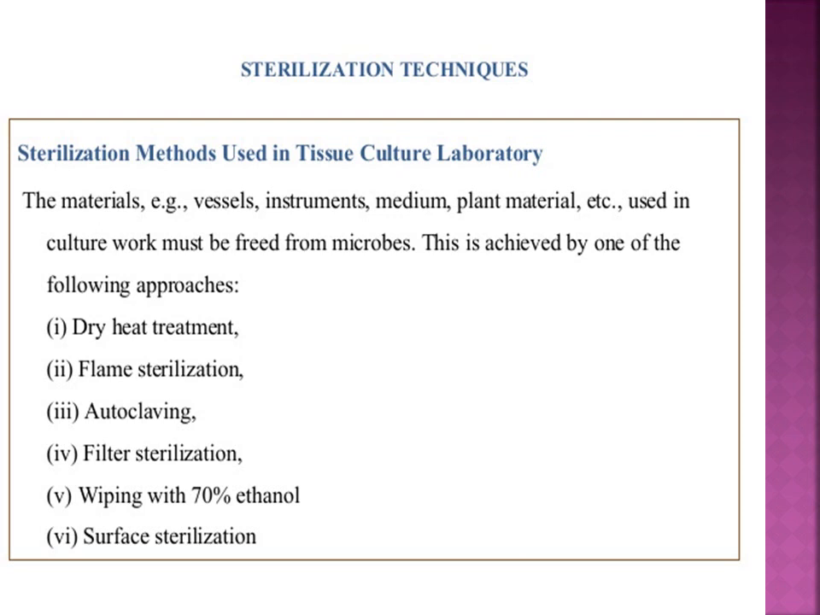Wiping with 70% ethanol is very important. This is a part of surface sterilization. The place where we are working, or the tissue culture hood, all these will be wiped with 70% ethanol. Surface sterilization of the explants: whatever plant material we are using, it is very important to surface sterilize it with sodium hypochlorite or potassium hypochlorite so that it is completely free from microbes. So these are the various sterilization techniques that are adopted in the tissue culture laboratory.